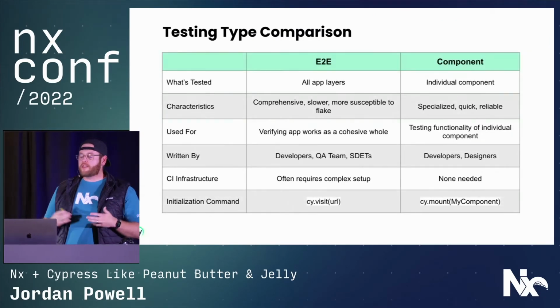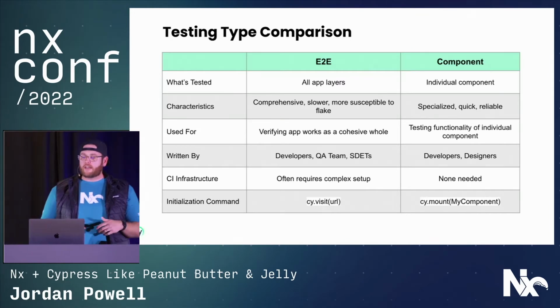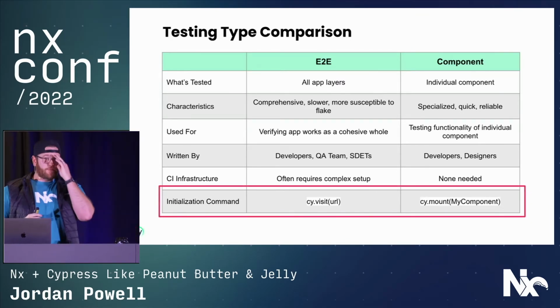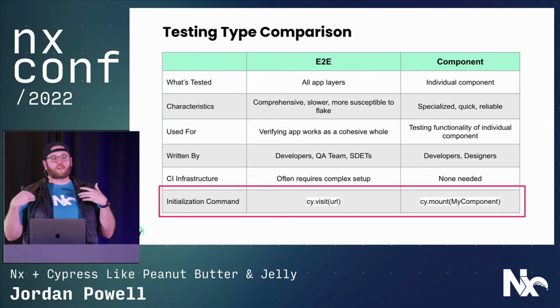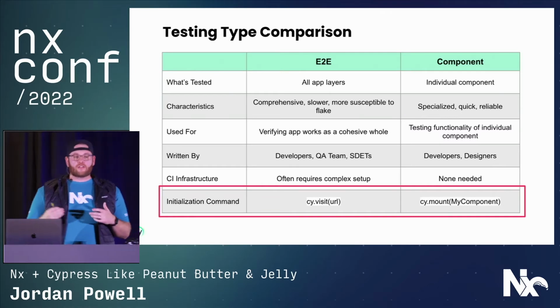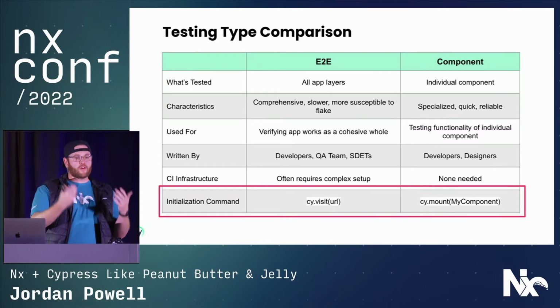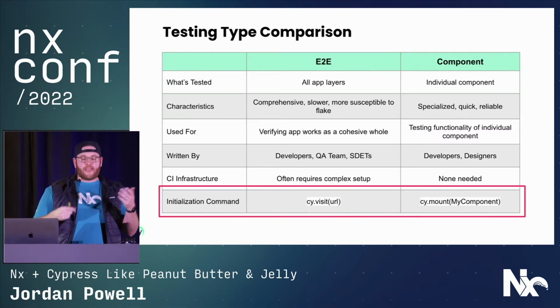This chart shows some of the differences between end-to-end testing and component testing. The main thing I want to focus on is this last one, which is the initialization command. With end-to-end testing, we have this idea of a page, and so you want to load a route or a URL. So the first thing we do when we write an end-to-end test is we need to visit some URL. And then once we've basically loaded the page, we then begin to write tests to assert the various things that we care about.